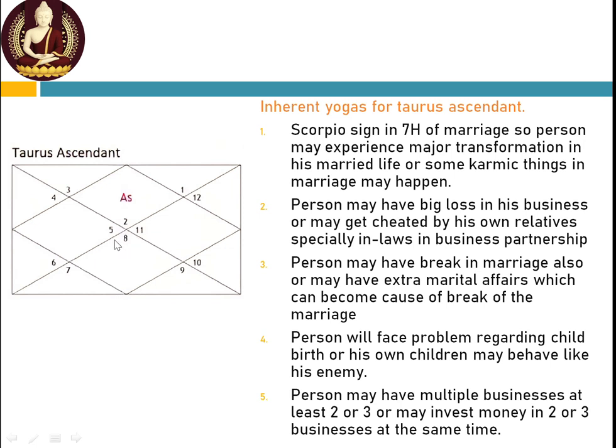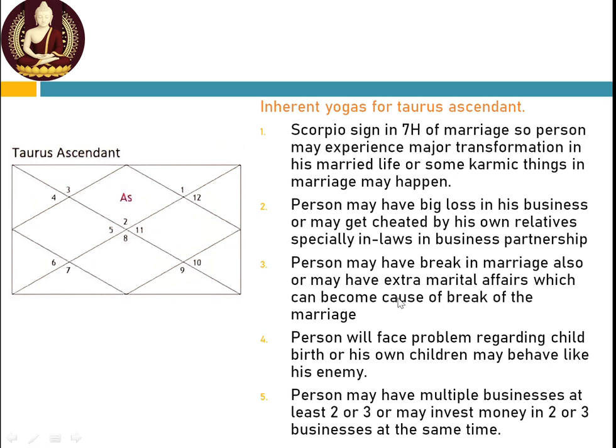Why? The Scorpio sign is the sign of big loss. The seventh house is business. So the person may have big loss in his business, or he may get cheated by his own relatives, especially in-laws, in the business partnership. The seventh house is business partnership. The sign of Scorpio denotes in-laws, and it is already connected to the 12th house. So loss or cheating. Mars is also karaka of theft, cheating. And this Scorpio sign co-lord is also Ketu. So some breaks may happen in the business.